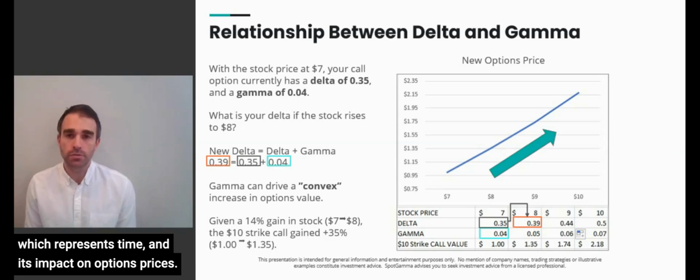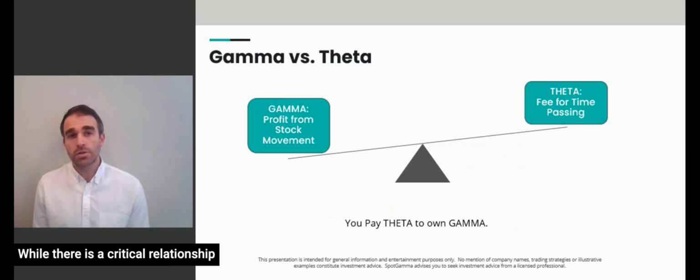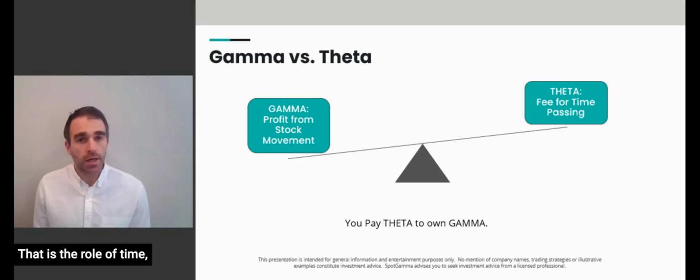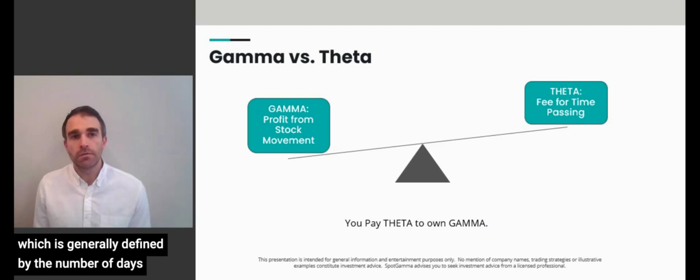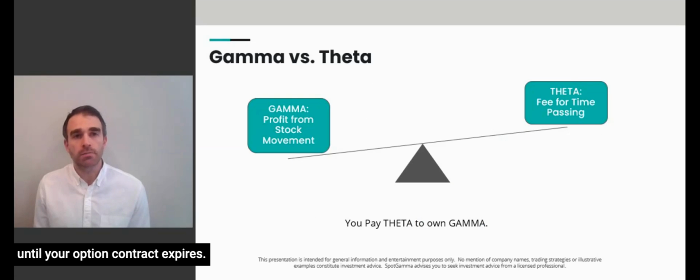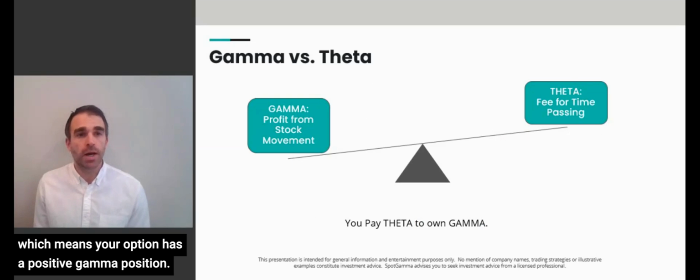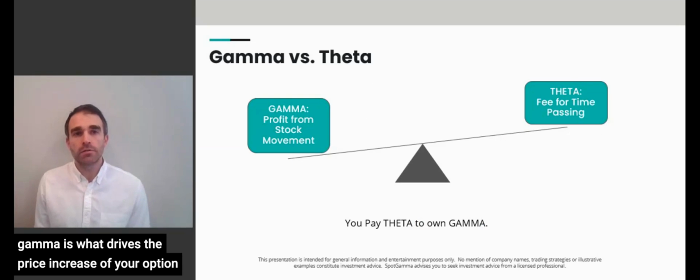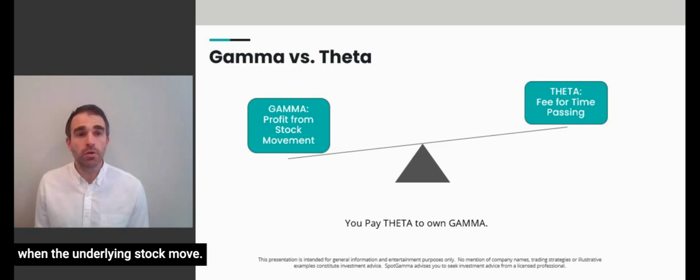impact on options prices. While there is a critical relationship between delta and gamma, there is an additional dynamic we must add in. That is the role of time, which is generally defined by the number of days until your option contract expires. When you're purchasing an option, you are essentially long gamma, which means your option has a positive gamma position. As we just illustrated in the previous slide, gamma is what drives the price increase of your option when the underlying stock moves.